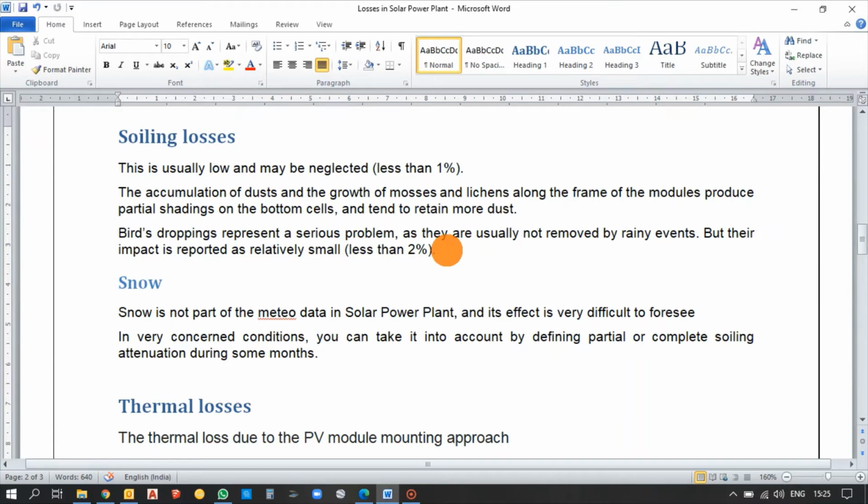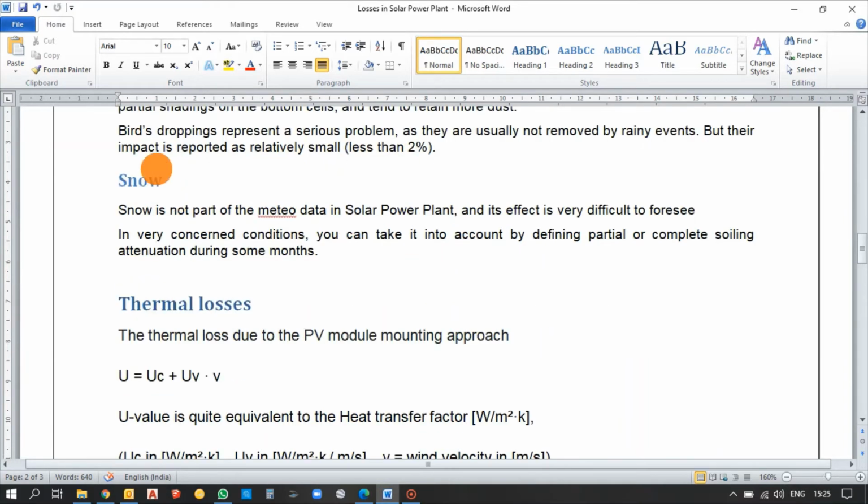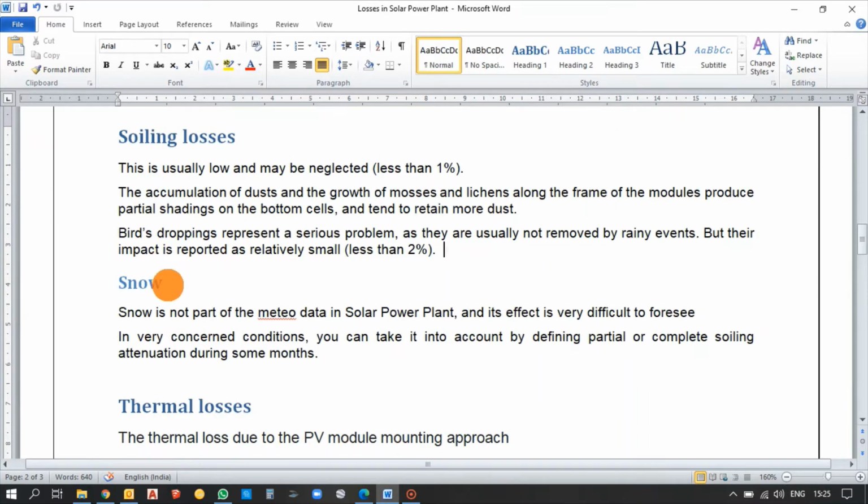And in soiling losses, snow in some regions also plays an important role. Snow on the top layer of the module affects the radiation and affects the generation. So cleaning of snow on the top layer of a module is also quite important, like soiling losses.